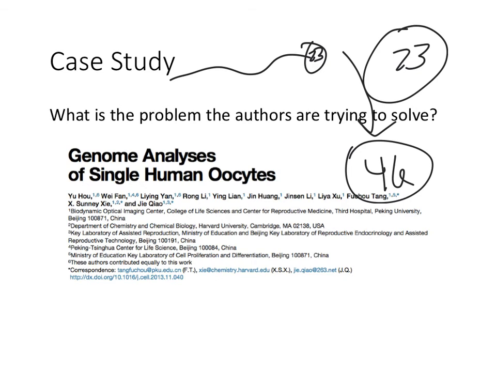So the question is, genome analyses of single human oocytes. How do we tell whether or not an oocyte, an egg that's about to be used for in vitro fertilization, has one copy of each of the 23 chromosomes? How do we know if it's a good egg or not? Good egg, bad egg.